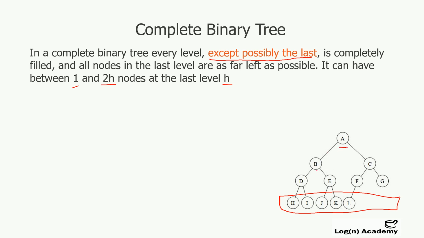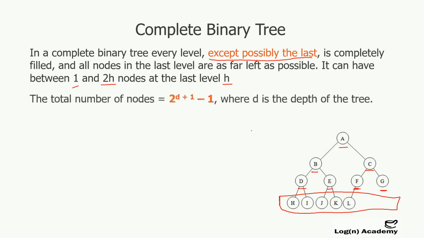So A has two nodes, B has two nodes, C has two nodes, D has two nodes, E has two nodes, F only has one node, and G does not have any node. Okay, so the total number of nodes is 2 raised to power d plus 1, minus 1, where d is the depth of the tree. So if I want to know the total number of nodes of any tree, I have a formula where d is the depth, and with this formula I can get the total number of nodes of a tree.